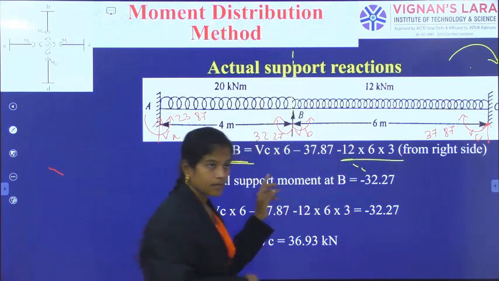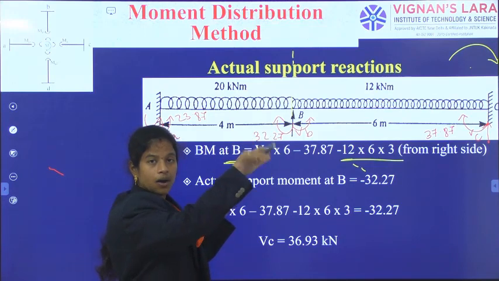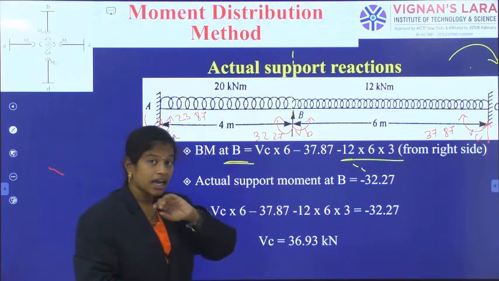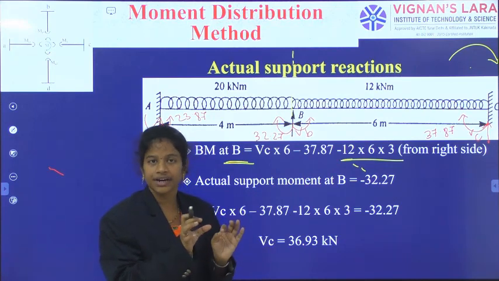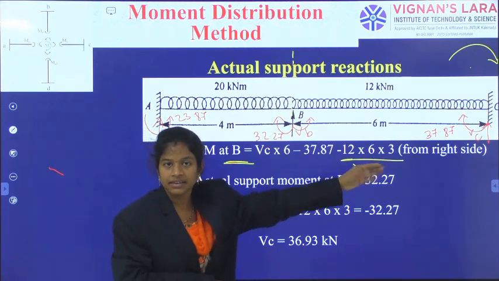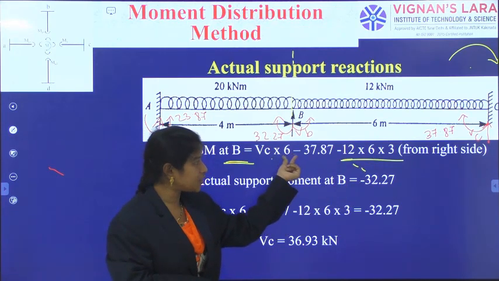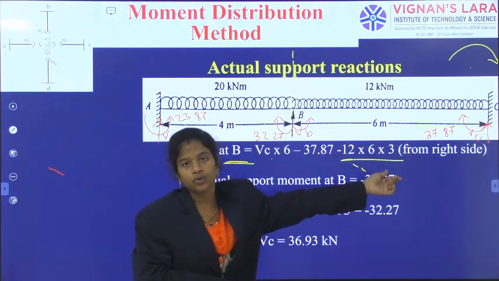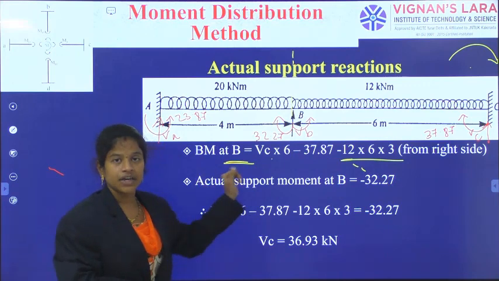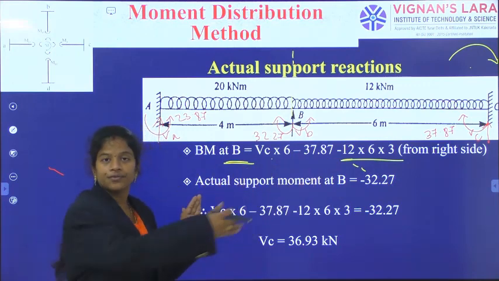Support reaction into force, moment. Moment will not have a perpendicular distance. Moment itself is the perpendicular distance multiplication. It's the moment answer, right? So don't multiply with anything. That is as it is. Force into distance is the moment as it is. Intensity, length into perpendicular distance. Okay. In this way, we have got bending moment at B from the right side.